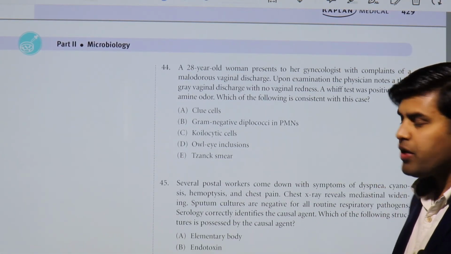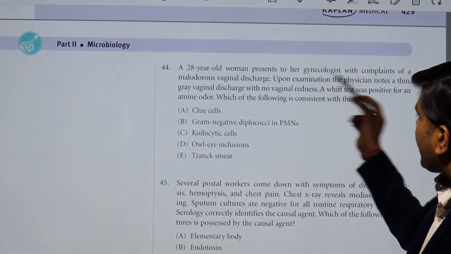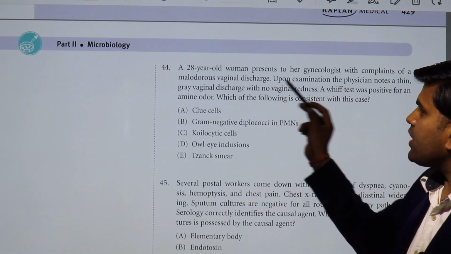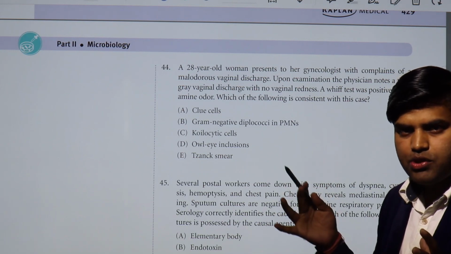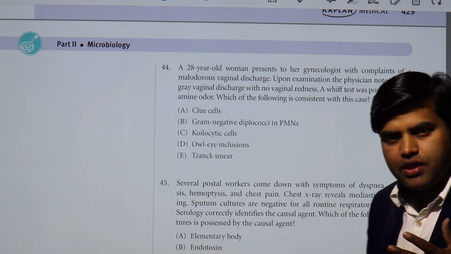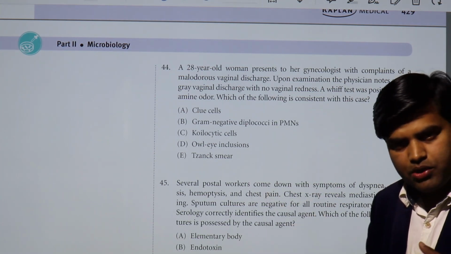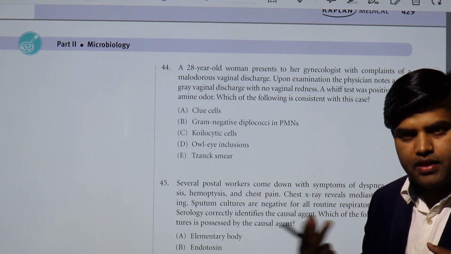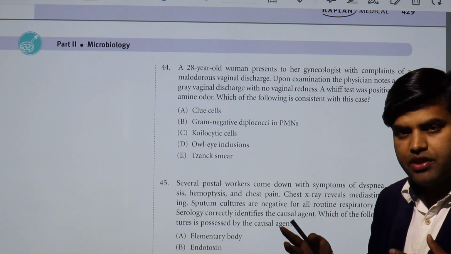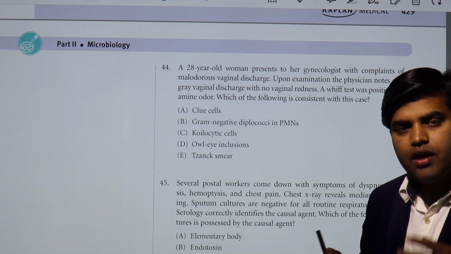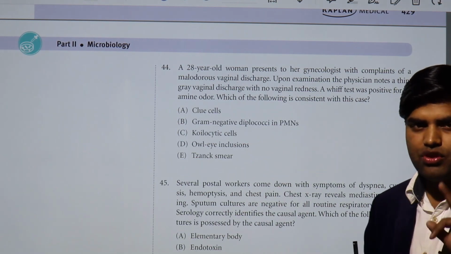Now we can move forward to another question: a woman presents to the gynecologist with a complaint of malodorous vaginal discharge. When they talk about vaginal discharge, a few things come to mind: Gardnerella vaginalis bacterial vaginosis, or a Candida infection, which gives a whitish discharge, and a Trichomonas infection, which gives a greenish discharge and is due to a protozoa. Candida is a fungal infection, and the other is a bacterial infection. So three infections.